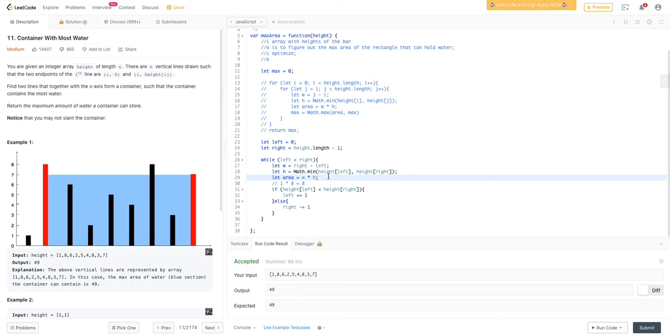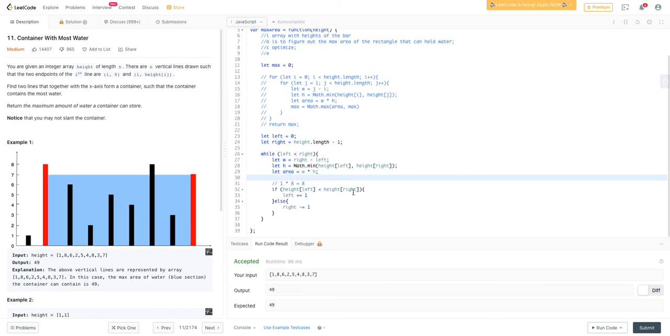Okay, so I missed one part. We actually need to figure out what our max would be. So max equals Math.max, and then we would pass in max comma area. So this one would basically pick the largest area. So we start with 0, but for our first round, like I said, our area would be 8. So the max would be replaced by 8. And we'll keep doing that and storing the max value until we get our max value, and then we will just return max.